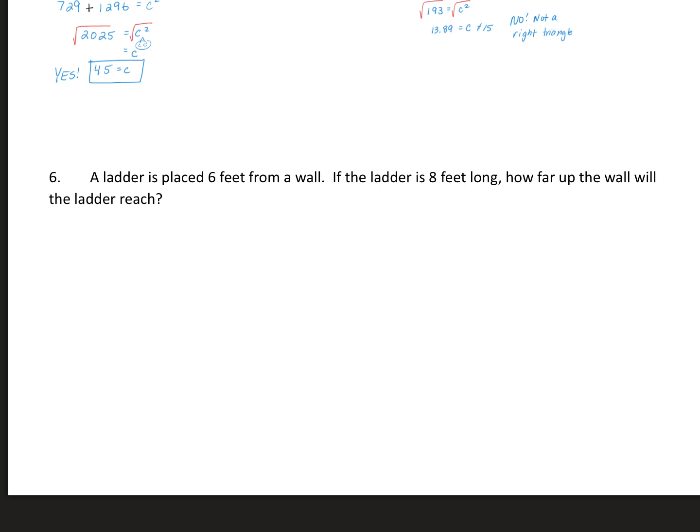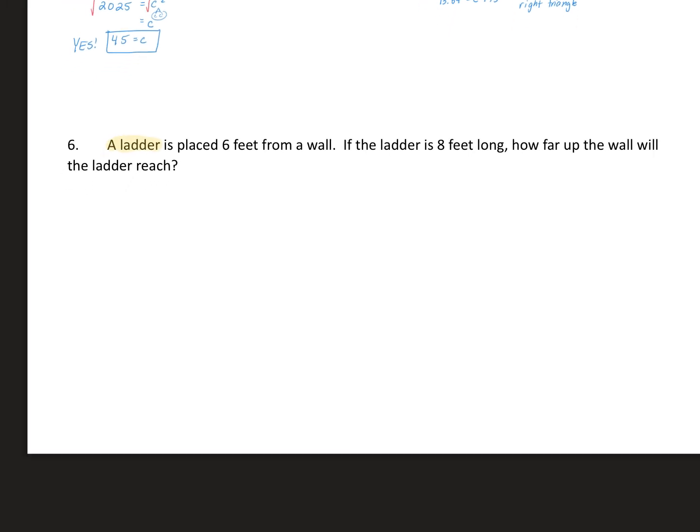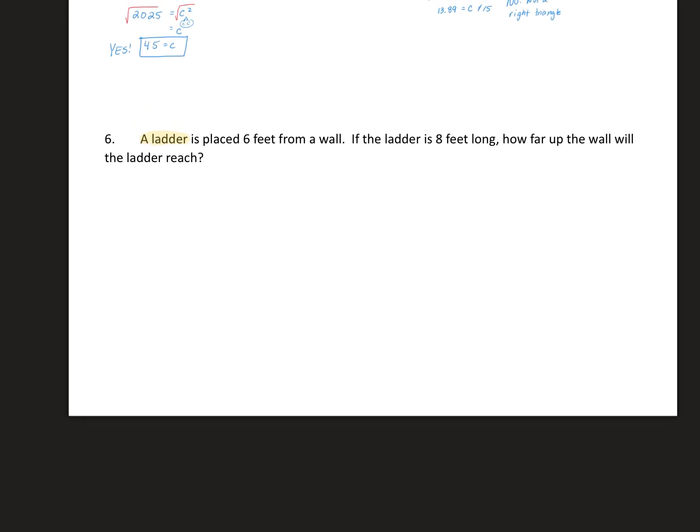Let's highlight some of the things that are important. Hold on, guys. All right, so we have a ladder. That's part of the drawing that needs to be happening here. We have a wall. A ladder is placed 6 feet from the wall. Again, 6 feet from the wall. If you want to underline instead of highlight like I'm doing, that's fine. If you want to highlight, grab a highlighter or a colored pen to help you do that. Then it says the ladder itself is 8 feet long. How far up the wall will the ladder reach?